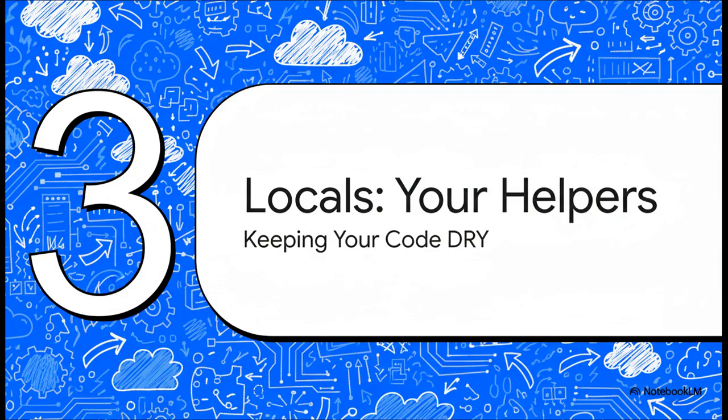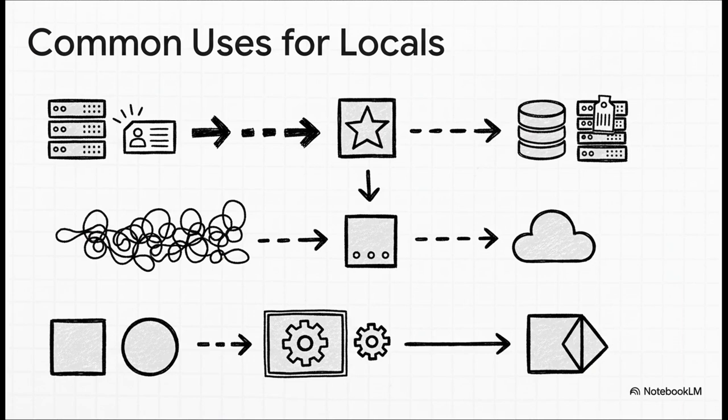All right, pillar number 2, locals. So if variables are your inputs from the outside world, locals are your internal helpers. They're all about keeping your code clean and DRY. Don't repeat yourself. So what are they good for? Well, they're amazing for things like creating standardized resource names, so everything follows the same pattern.